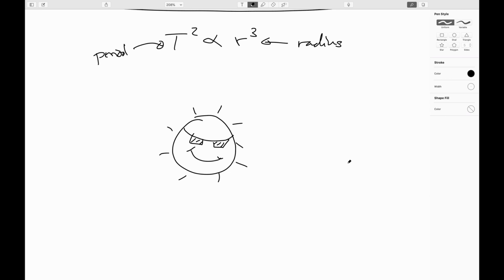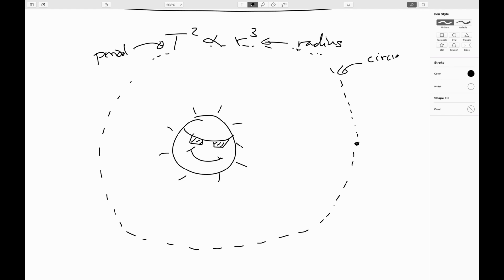All right, there's the sun. Way out here is going to be some little speck. That's going to be our planet. And like I said, the orbits technically aren't circles. They're technically ellipses, but the difference isn't very large. So we're going to basically approximate this as a circular orbit.